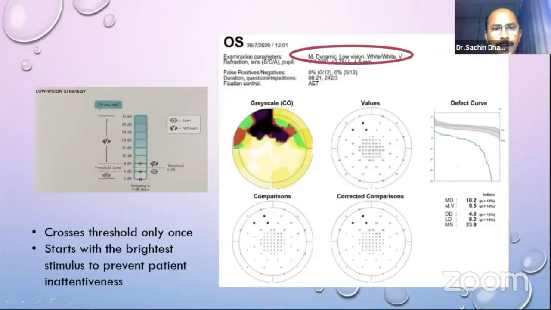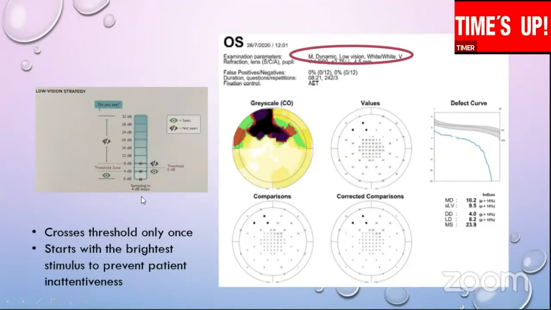The choice is yours. Now, here you can see we've used the size 5 stimulus and a low vision dynamic strategy in the M program. That is a magnification of the central grid. The test pattern is the same as that of the M program, but the stimulus is size 5.